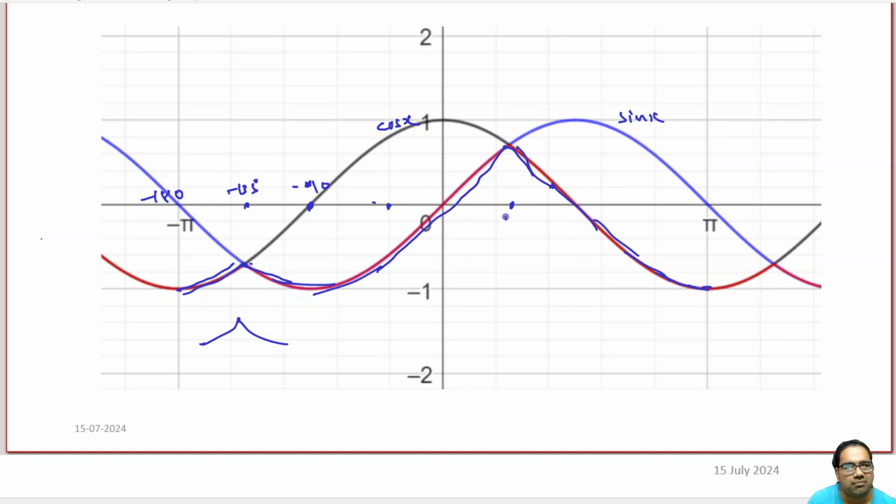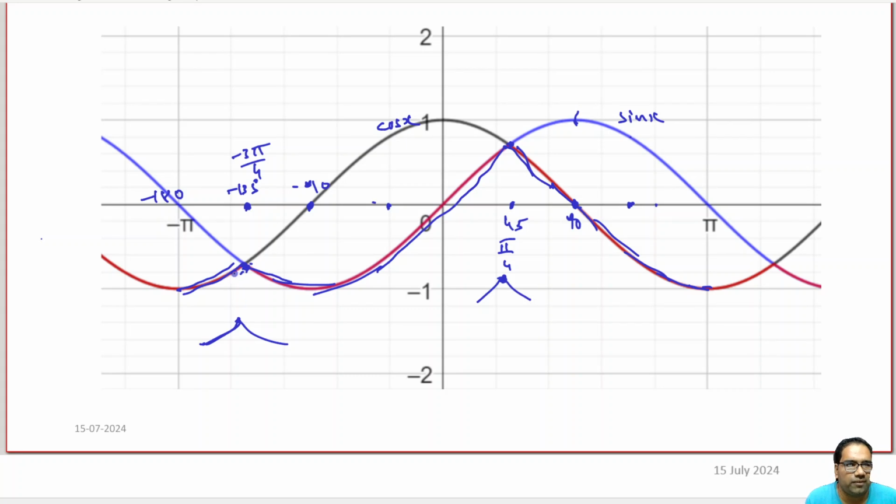Similarly, this is plus 45 when both are 1 by root 2, and this is 90 when one is 0, another is 1. And somewhere here it should be 135 degrees. Now at 135 and minus 135, which is minus 3 pi by 4, and what is this point? This is actually pi by 4. So at pi by 4 also, we are getting something like this, and at minus 3 pi by 4 also we are getting some point.